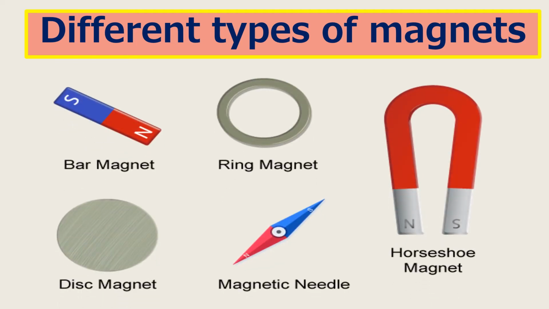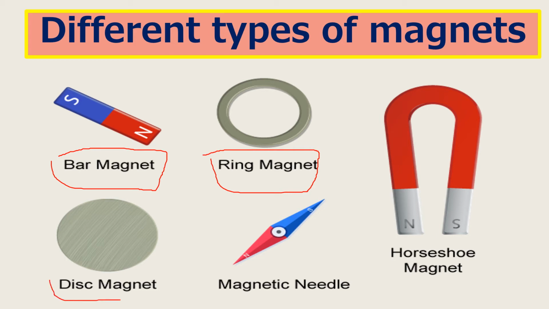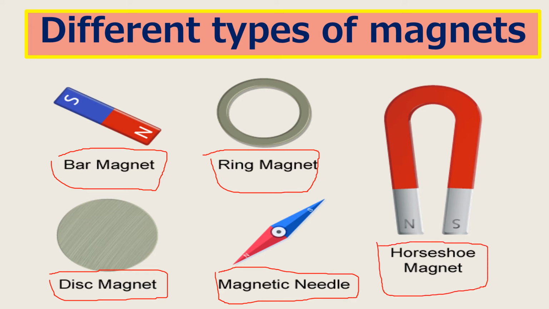These are the different types of magnets. They come in different shapes, such as bar shape, ring shape. They also come in this shape and another one, which is the magnetic needle, and a horseshoe shape.